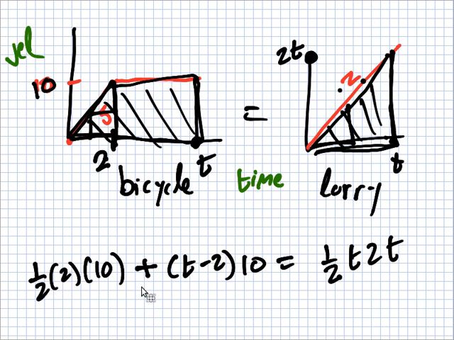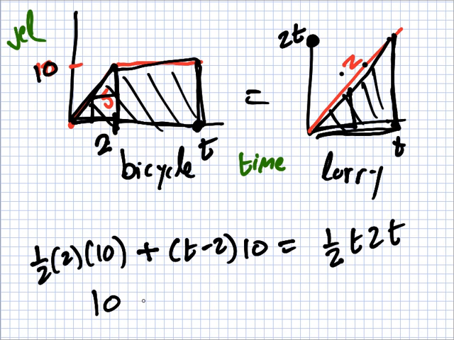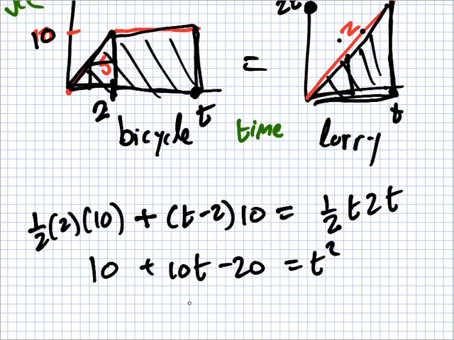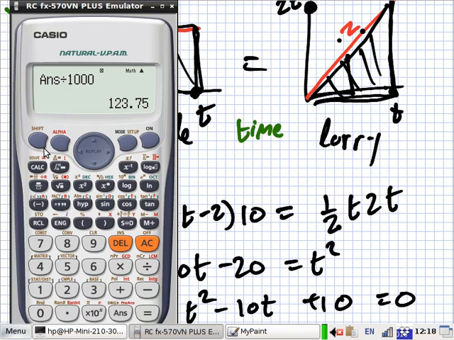Right, let's see what we get here. We get 10 plus 10t minus 20 equals t squared. So we get t squared minus 10t plus 10, is that right? Equals 0. And calculator time, mode 53. First answer, 8.8. Second answer, 1.12.